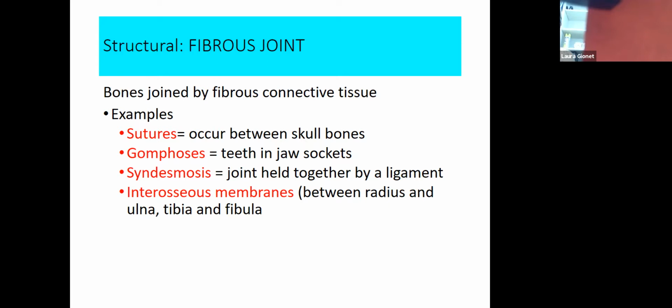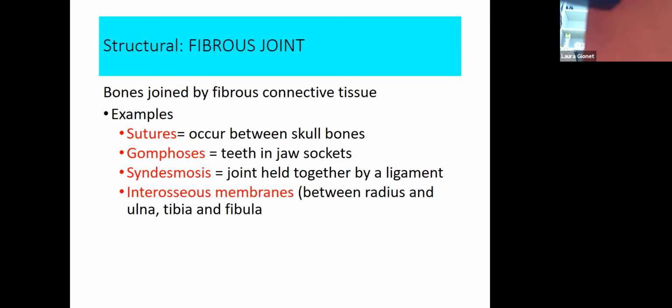Okay, so let's talk about the structural classification. Let's look at fibrous joints. These are bones that are joined together by fibrous connective tissue. So sutures, the sutures of the skull: sagittal suture, lambdoidal, squamous, frontal. Gomphoses are tooth sockets. And we have ligaments that keep teeth in the tooth socket, called a periodontal ligament. That's what generally gives way when you have a lot of periodontal disease: those ligaments start to break down and then you start to lose your teeth.